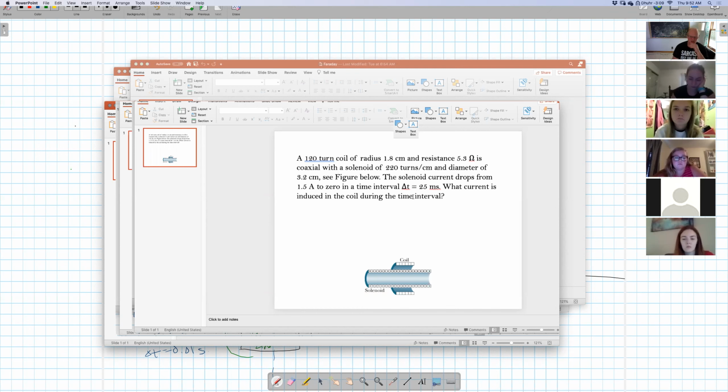Then it says the solenoid's current drops from 1.5 amps down to 0 in a time frame of 25 milliseconds. So that means that this is going to create a time-dependent magnetic flux inside of the coil, which means the coil then is going to respond by creating its own current. And what we want to know then is what is the current created inside of the coil? So this is the mutual inductance question. Okay.